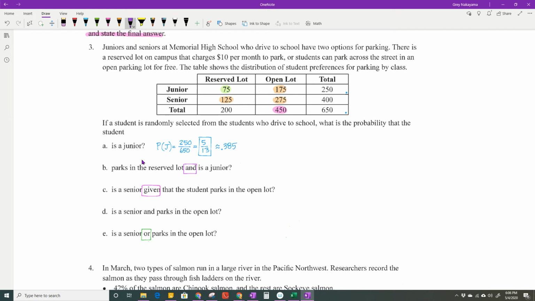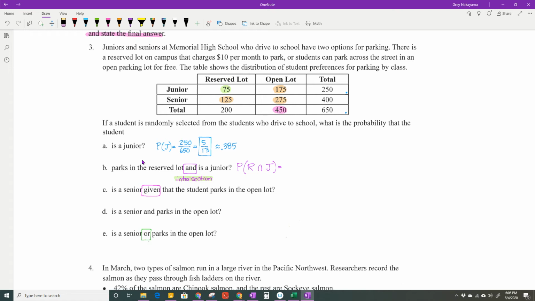Okay. Now, what is the probability that the student parks in the reserved lot and is a junior? So I put a box around and because that's the key word. And that keyword and, remember, implies the intersection. Okay. Now, I'm going to write that in notation. So this is how I'm writing reserved lot and a junior.